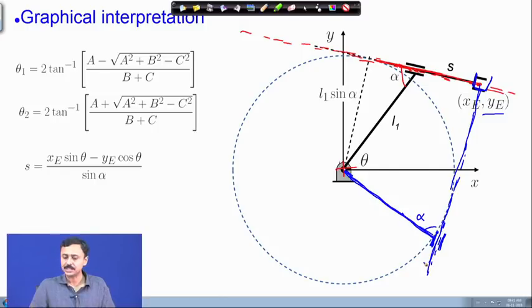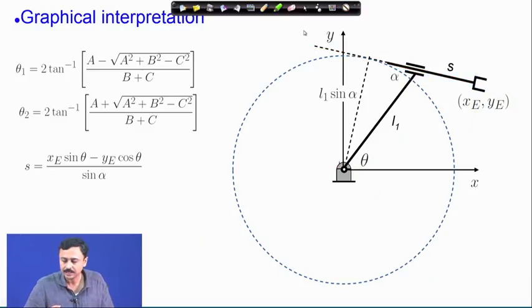The end effector reaches the desired point x e y e, but it is physically not possible for a single manipulator to achieve these two solutions. So, this is a different manipulator altogether, where the end effector is on the other side of the prismatic pair. So, these are the two solutions that we obtain from the inverse kinematics problem.